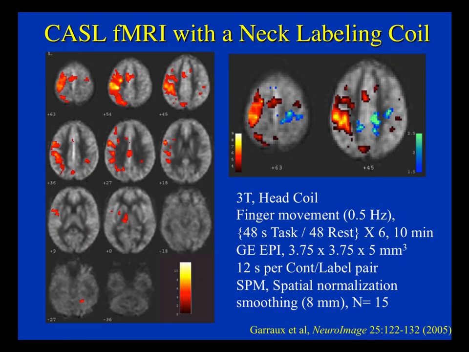I mentioned before that ASL can be used to do functional MRI in addition to measuring steady state perfusion. It can also be used as a way of performing functional imaging. And here's an example of a finger movement task done using the continuous ASL technique. We see the activation due to finger movement throughout the motor area, as well as the subcortical region and the cerebellum.